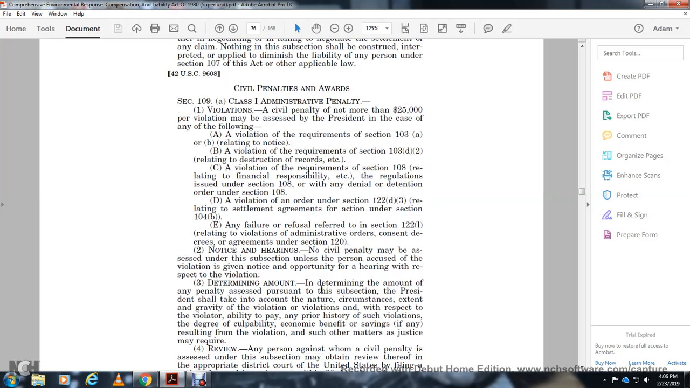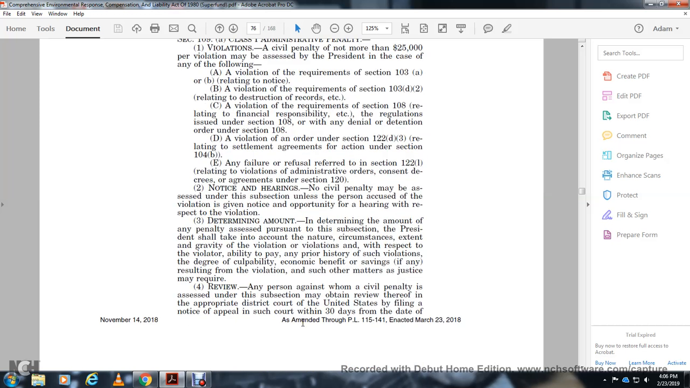Determining the amount of the penalty assessed for the person under the subsection, the President shall take into account the nature, circumstances, extent, and gravity of violations with respect to the voluntary ability to pay, any prior history of such violation, degree of culpability, and economic benefit or savings, any result of violations, and other matters as justice may require.